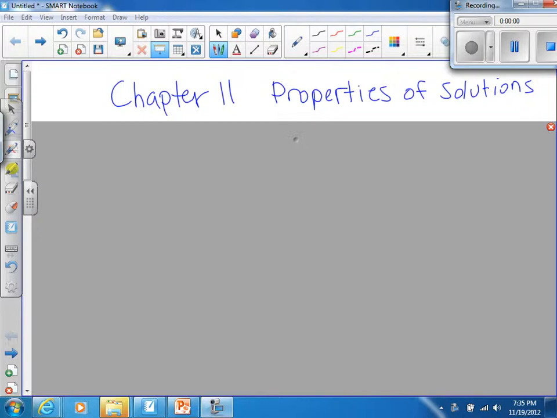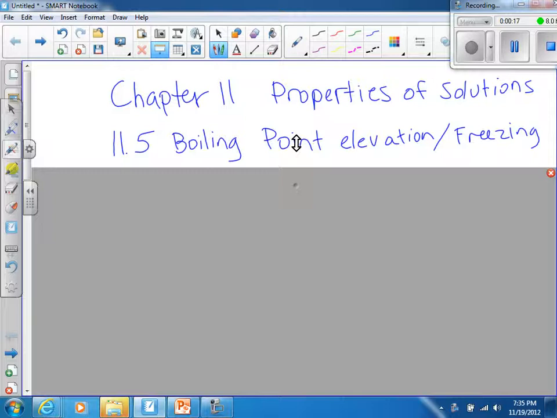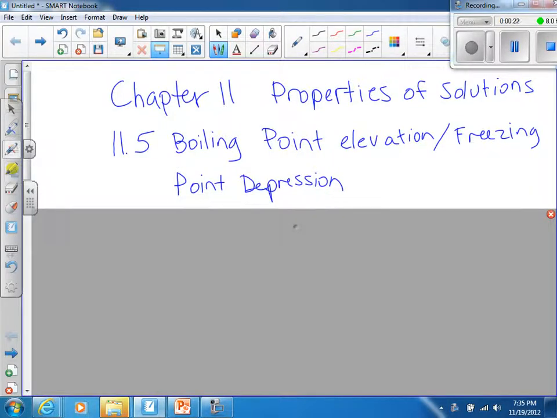Here we go. Chapter 11, Properties of Solutions. We're only going to do a very small amount of this chapter. Most of it is not in the AP Chemistry test, and we just don't have enough time to do extra things right now. So we're going to learn what's on the AP Chem exam for this chapter. We're going to go to section 11.5, boiling point elevation, freezing point depression.